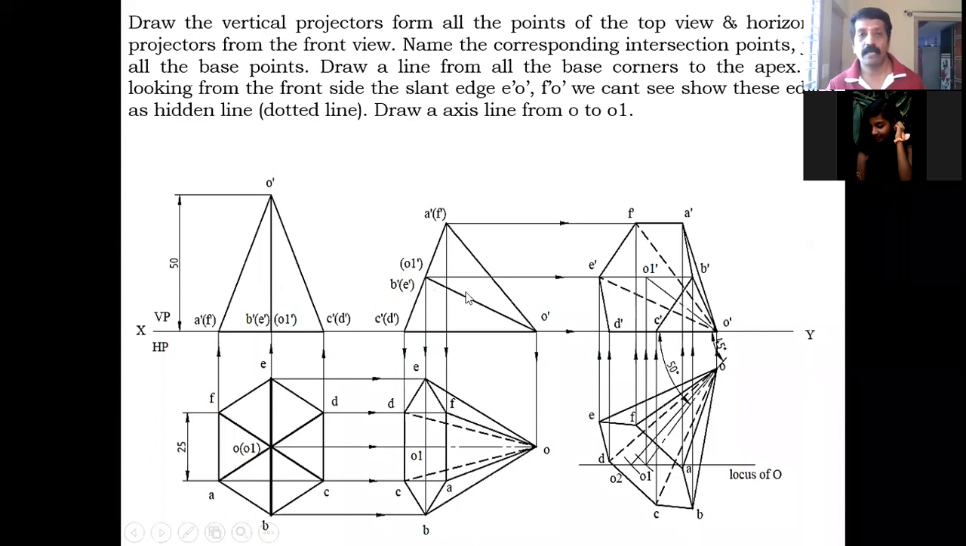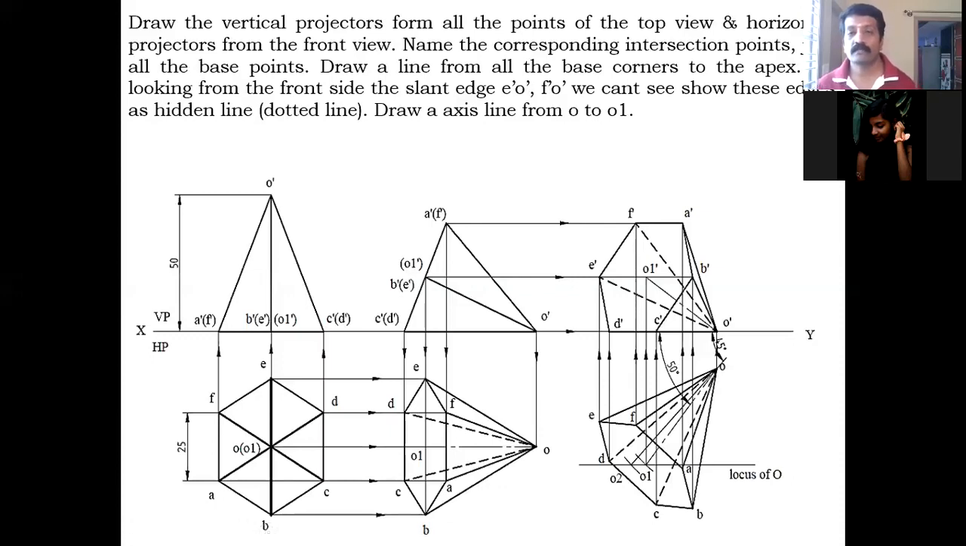A is here, A dash is here. B is here, B dash is here. C is here, C dash is here. D is here, D dash is here. E is here, E dash is here. F is here, F dash is here. O1 is here, O1 dash is here. The base point, apex point, O is here, O dash is here. So here also the apex is towards the XY line or VP, as we have written.